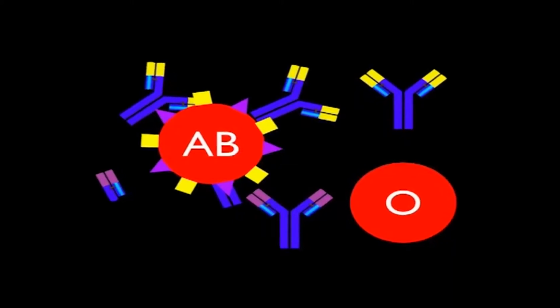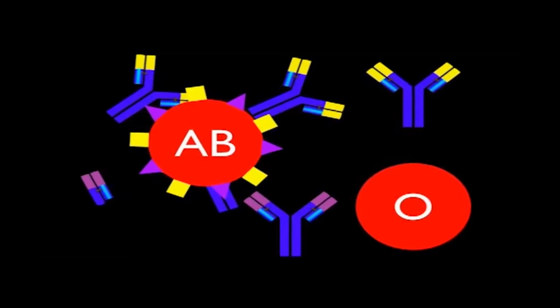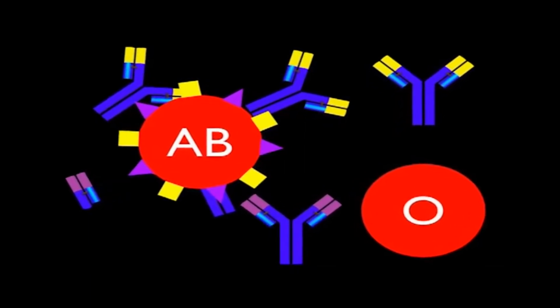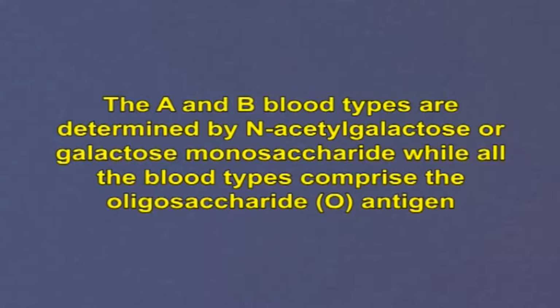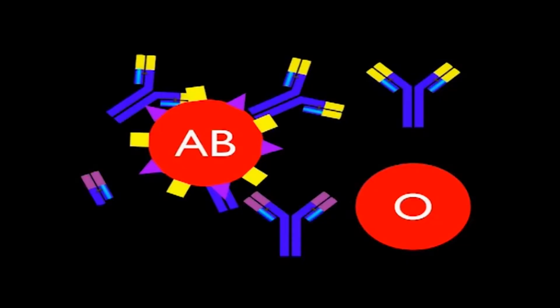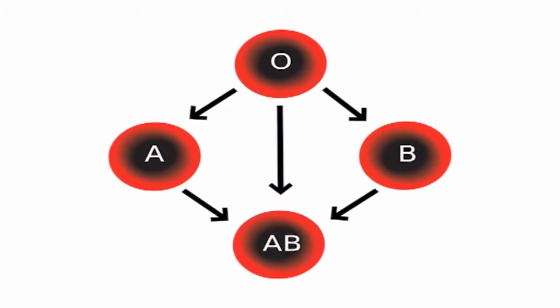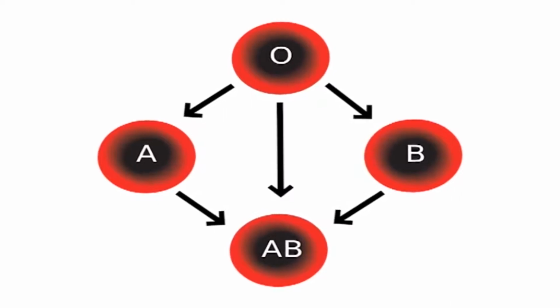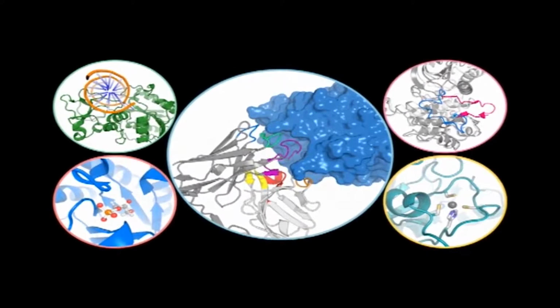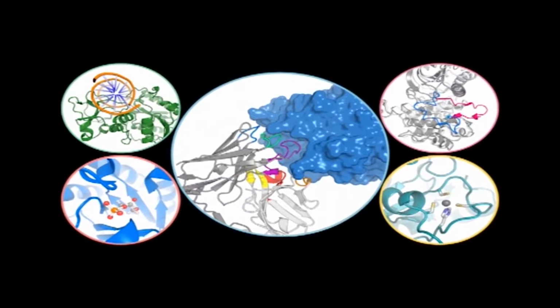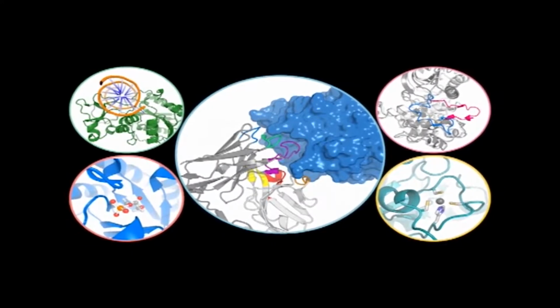In human blood, the particular antigen present in an individual's blood determines the different blood types. The A and B blood types are determined by N-acetylgalactosamine or galactose monosaccharide, while all the blood types comprise the oligosaccharide or O antigen. Similarly, both A and B antigens are present in the AB blood group. To define the positive or the negative state of A, B, O blood groups, additional antigens are bound to them. The enzymes that bind to the antigen have similar structures and vary slightly, demonstrating antigen specificity.